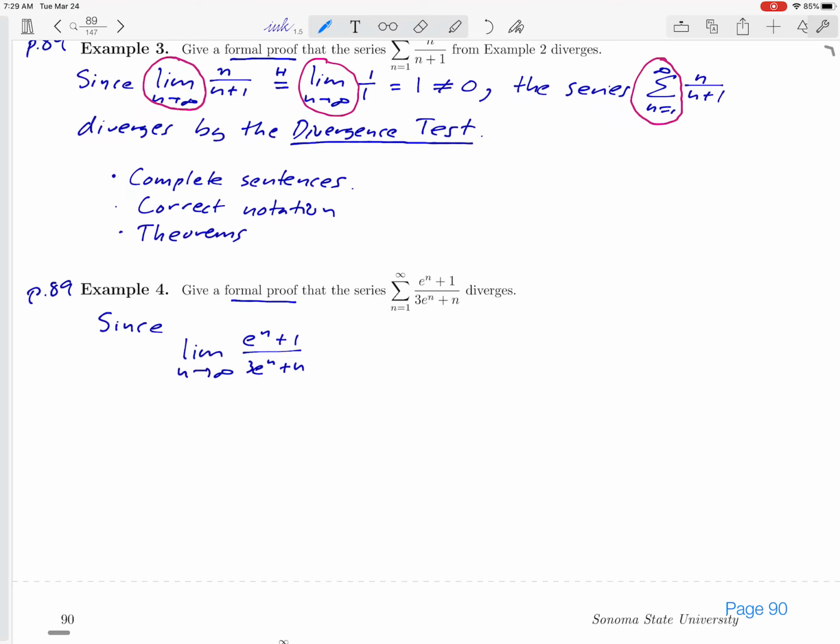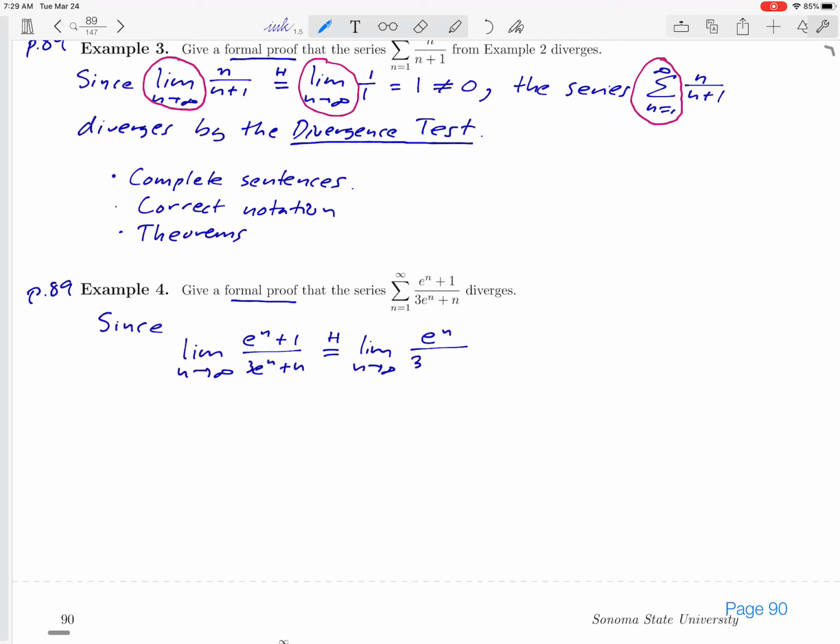We're hoping that when we take that limit, we get something that's not 0, because then, if it's not 0, we can use the test for divergence to conclude that the series diverges. All right, well, you can look at that limit and see that we're approaching infinity on the top and the bottom. Okay, so we're free to use L'Hopital's rule.